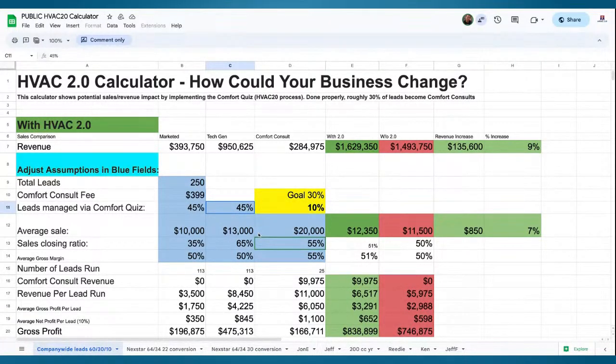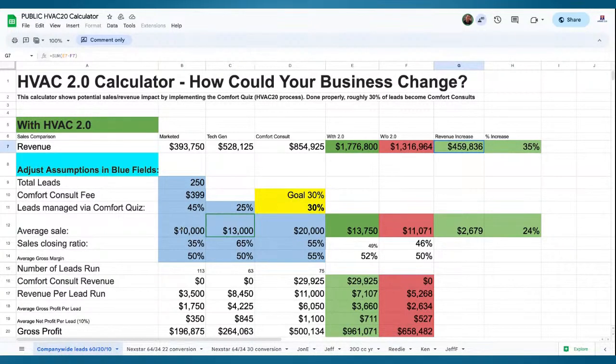And maybe we should share this link. Yep. Make that 25%, because then that will make Comfort Consults 30. There you go. So by making that change and getting to 30% through Comfort Quizzes and Comfort Consults, now we're up 35%, 450,000. And these are with pretty decent sales numbers.